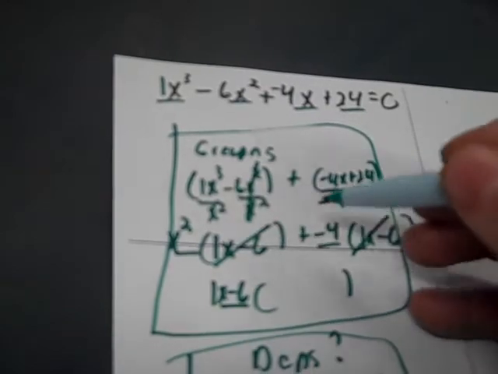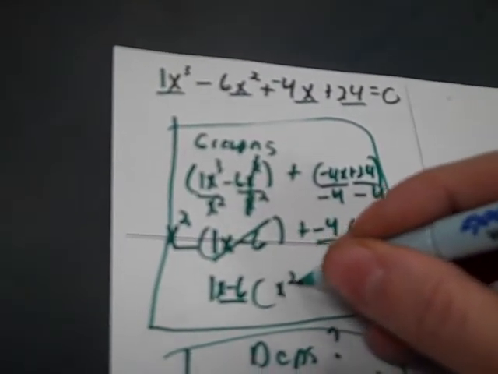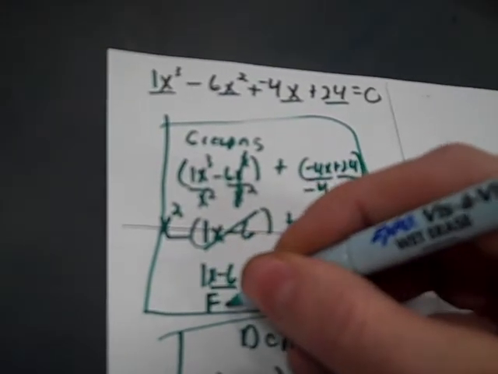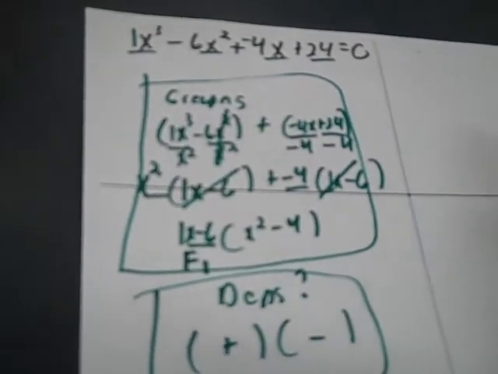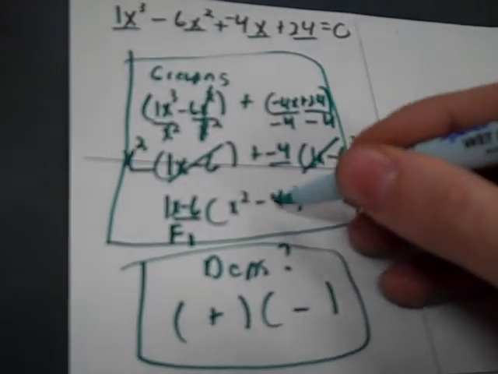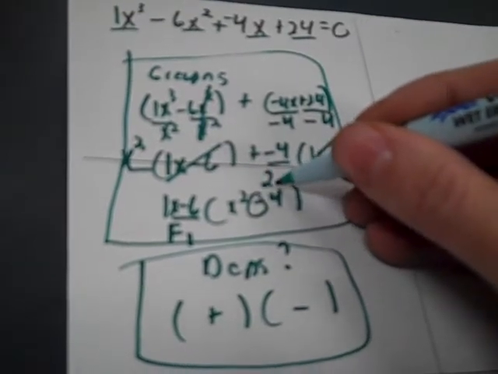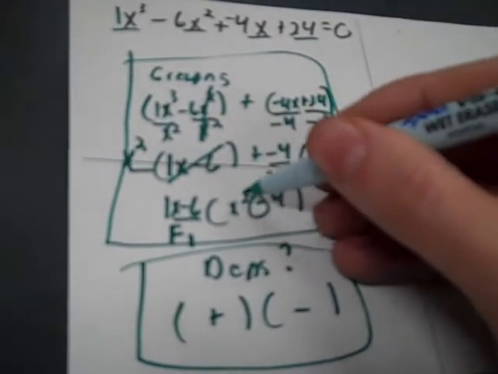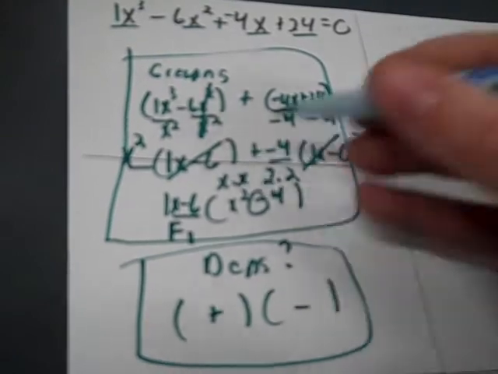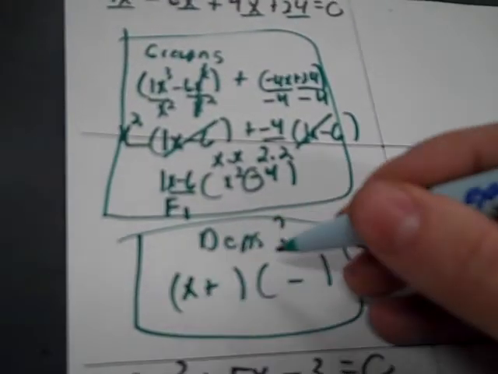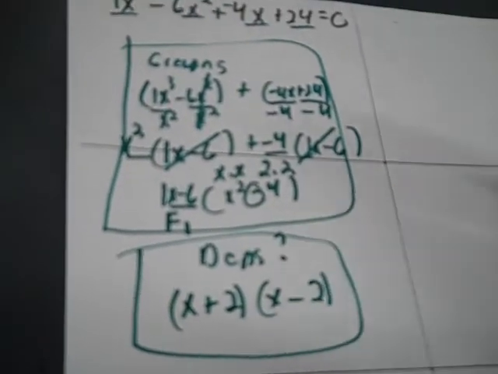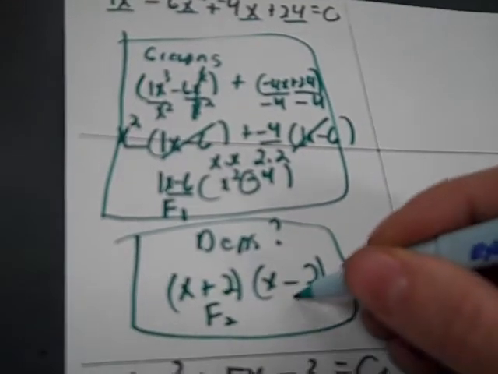And I have x to the second and negative 4. Okay, by the way, this is your F1 factor right there, the 1x minus 6. But this wouldn't be a factor because it's not factored completely, because it's a DOPS, because we know we have 2 times 2, and x to the second power is x times itself. So I've got x, and then 2 and 2. And that is my F2 and my F3.